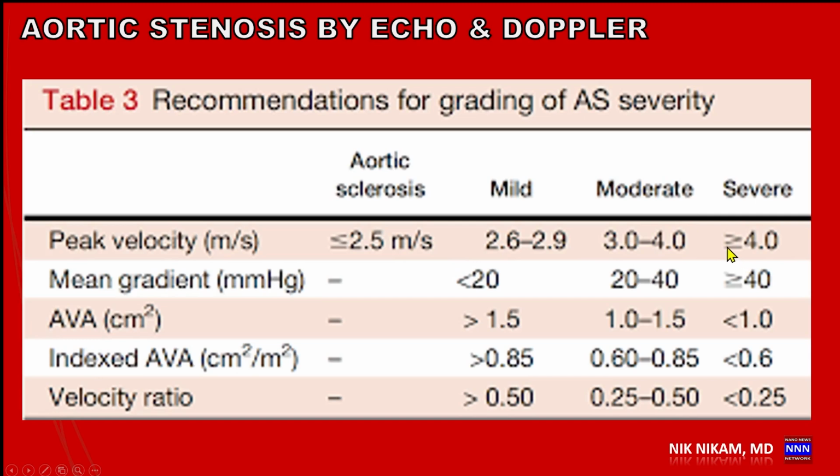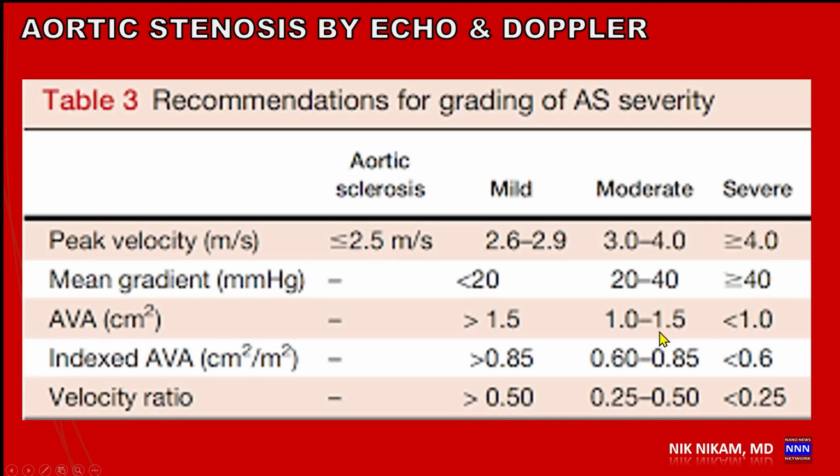This is just one of the parameters that we're going to be using in addition to many other features, namely the gradient. We got the velocity gradient. When the gradient is greater than 40, it signifies severe aortic stenosis, and aortic valve area less than 1, and an index of 0.6, and a velocity ratio, which is the dimensionless index, of less than 0.25. So these are all calculations which are based on the continuous wave Doppler of the aortic region, and this is one of the aspects.